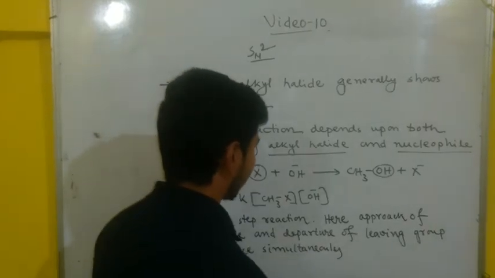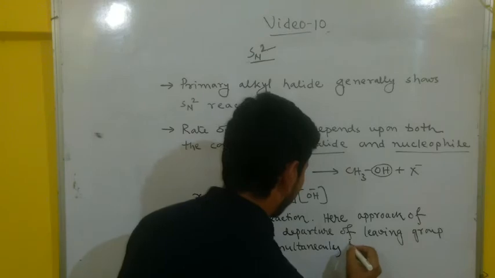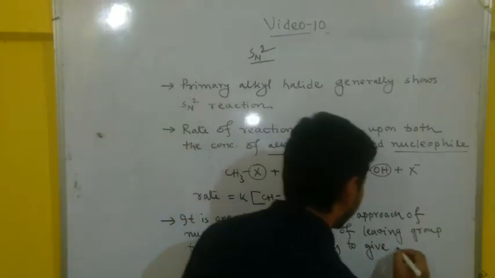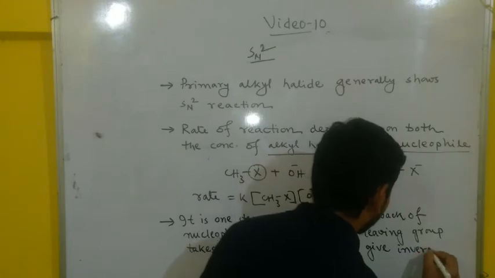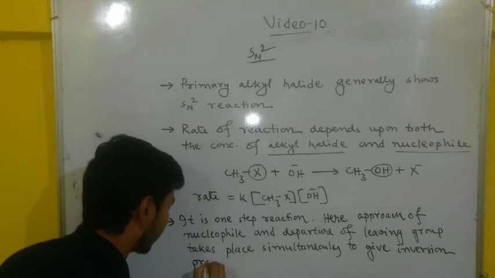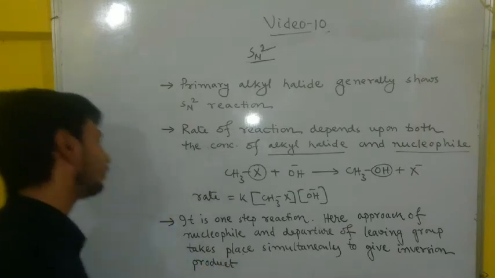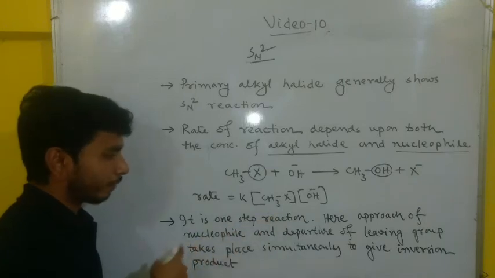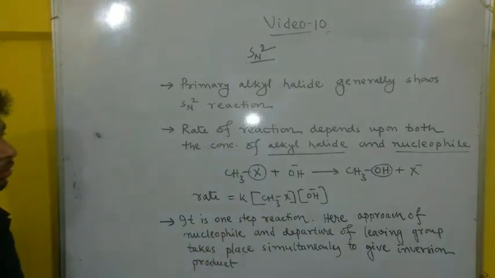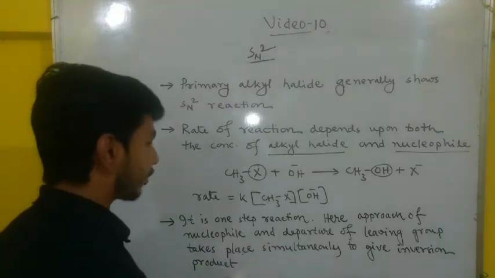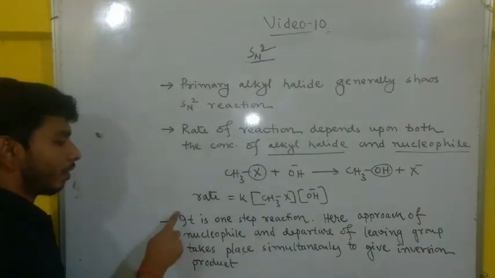To give inversion product. It is a one-step reaction, and here approach of nucleophile and departure of leaving group takes place simultaneously to give the inversion product. So what is the meaning of this paragraph?